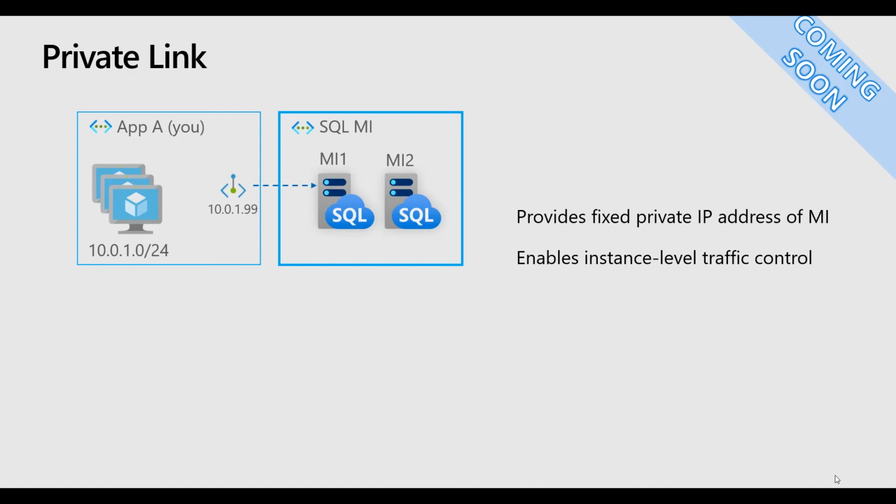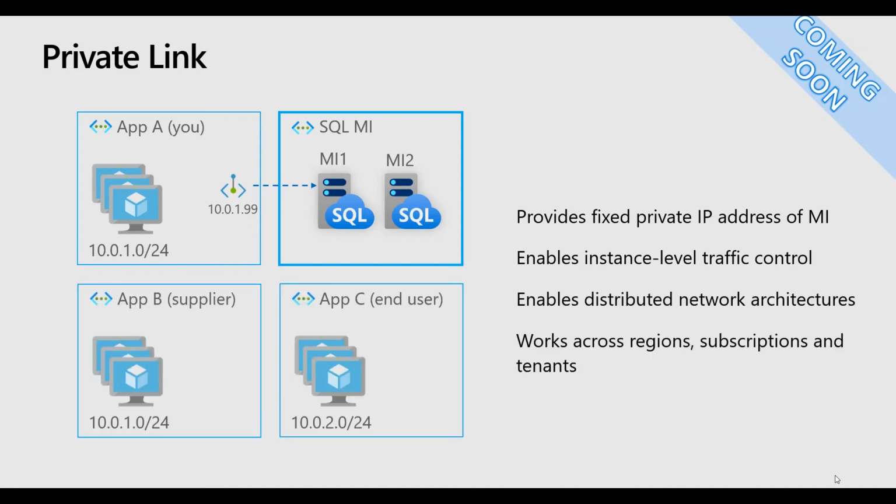1. Previously, if we wanted to allow application A to access managed instance 1, we would have to open traffic on the level of the subnet. So at the same time, we would also allow the application to access managed instance 2 on the networking level.